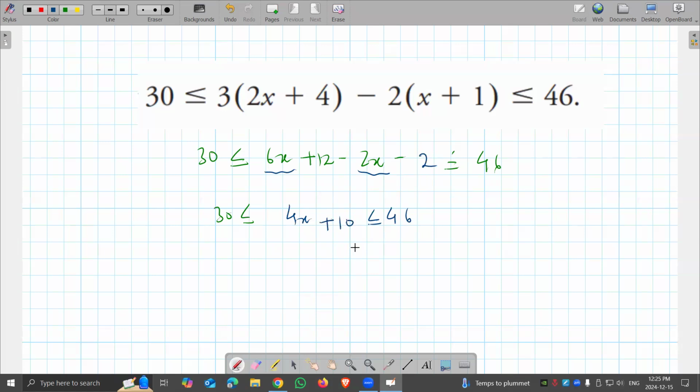All right, what's the next step? You want to isolate the x in the middle. You subtract 10. Subtract 10, and then you divide by 4. Easy peasy, right?